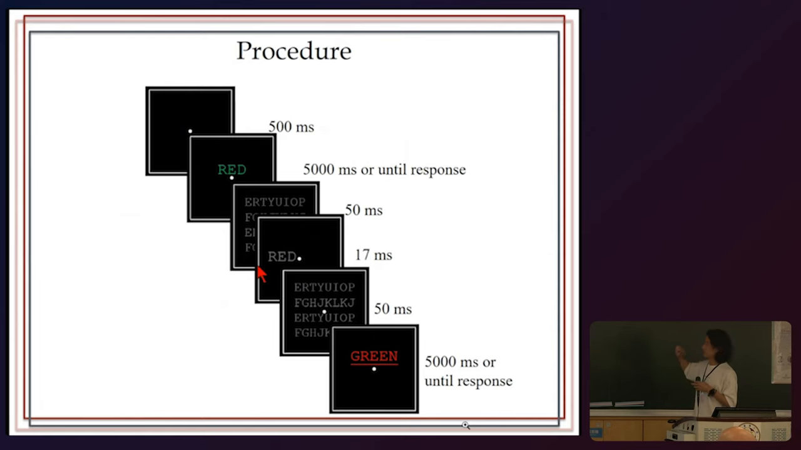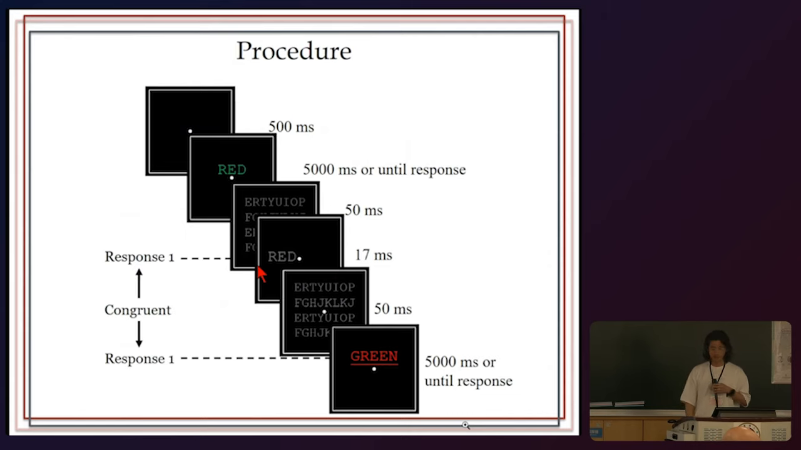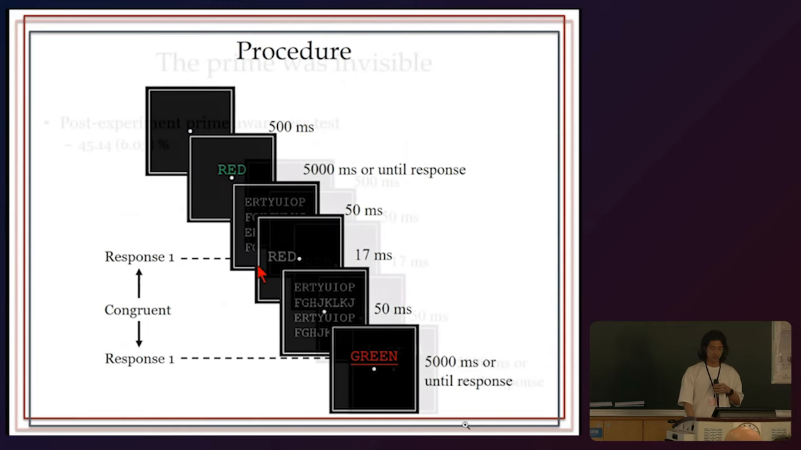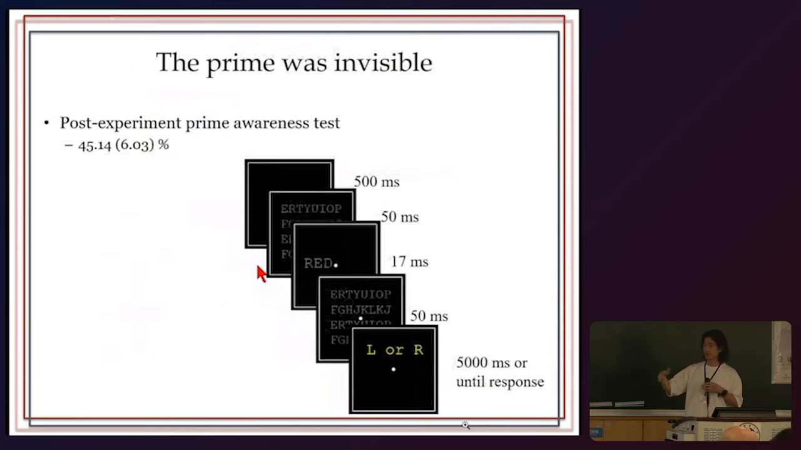The interesting thing about this experiment is that we inserted a masked prime right before the presentation of the second stimulus, which is the actual target. The congruency of the prime and the target is determined by the response trigger. There is no explicit task for the prime, but when they see the word red, they're supposed to make response one, and when they see the word green, underlined, they're supposed to report the color, which is red. So this is considered a congruent trial. Based on that, we can analyze how prime-target congruency affects their behavior.